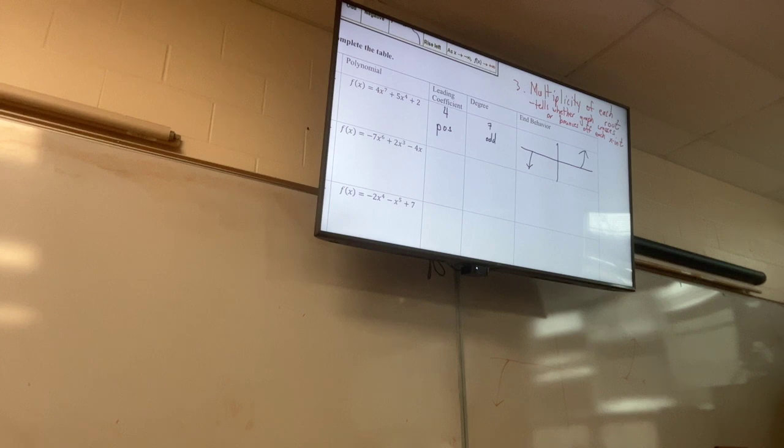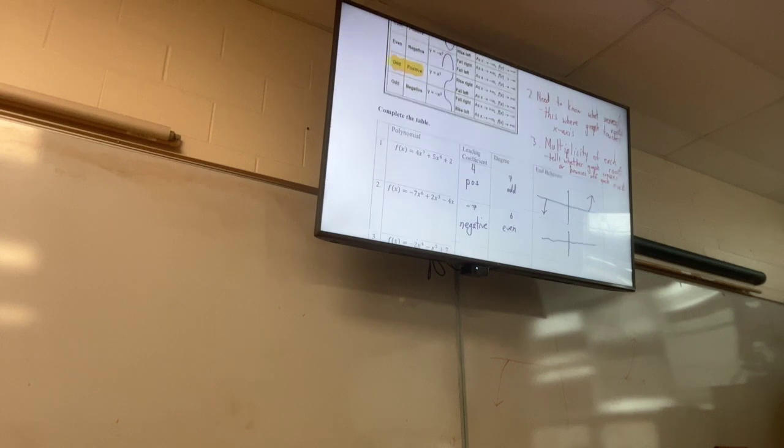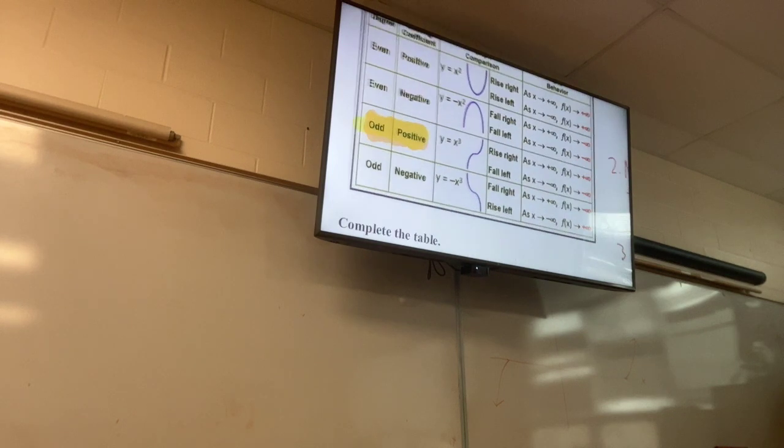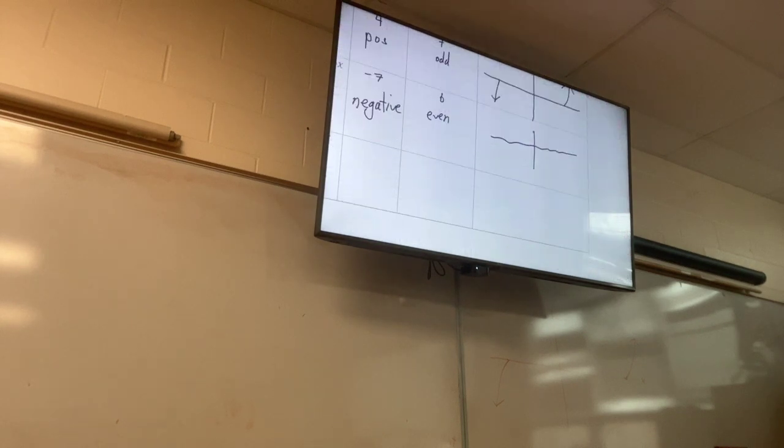Alright, what about this next one? What's my lead coefficient on the next one? Is that negative or positive? So that's negative. What's my degree? 6. It's even, right? So what's my end behavior going to be? On my chart, negative, even, negative. Fall right, fall left. So I'm going to go down on the left and down on the right.